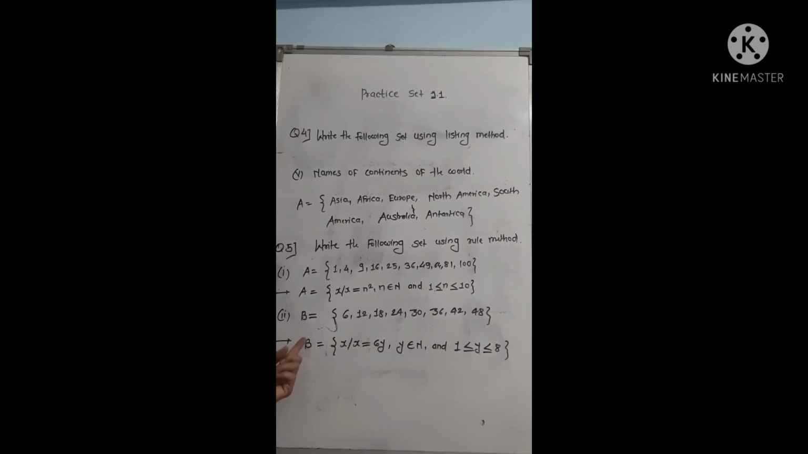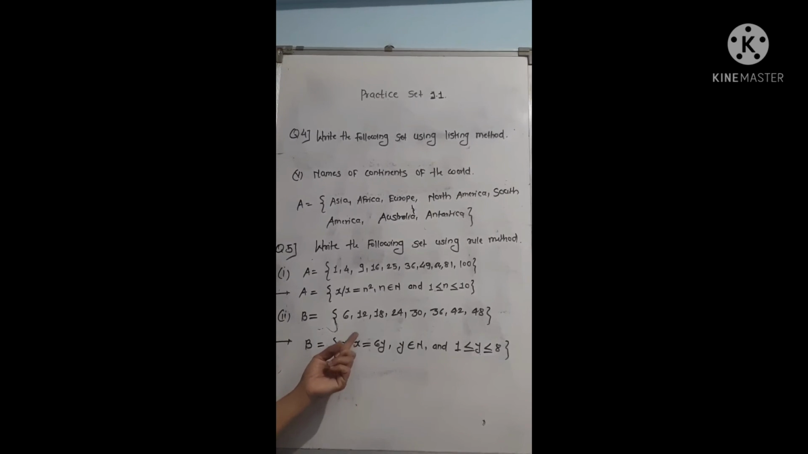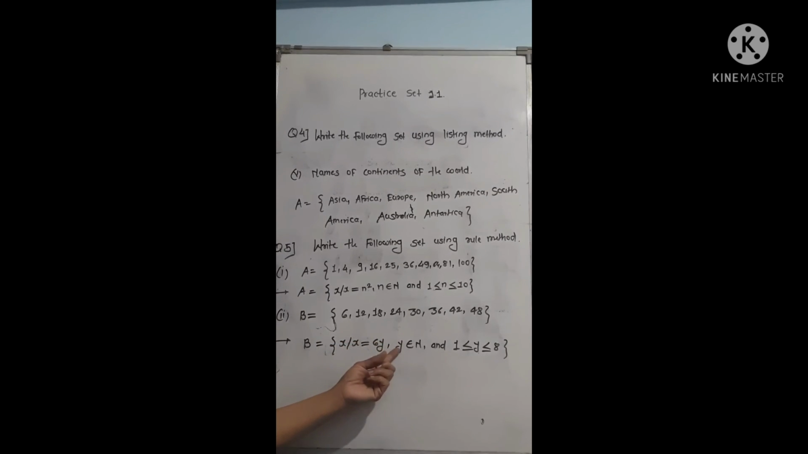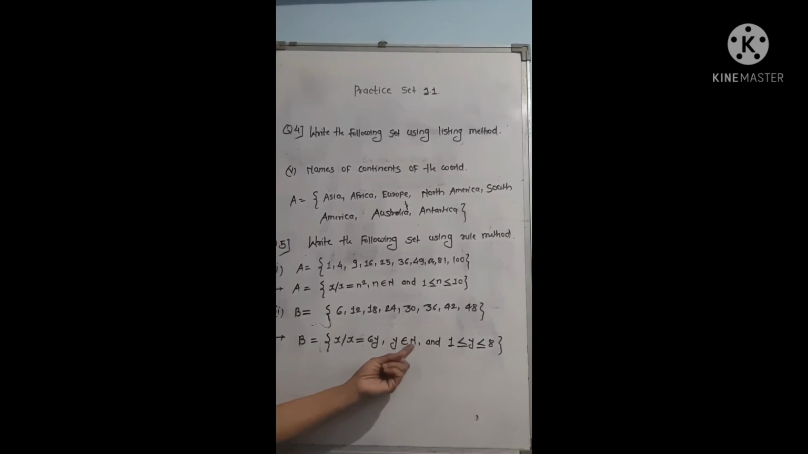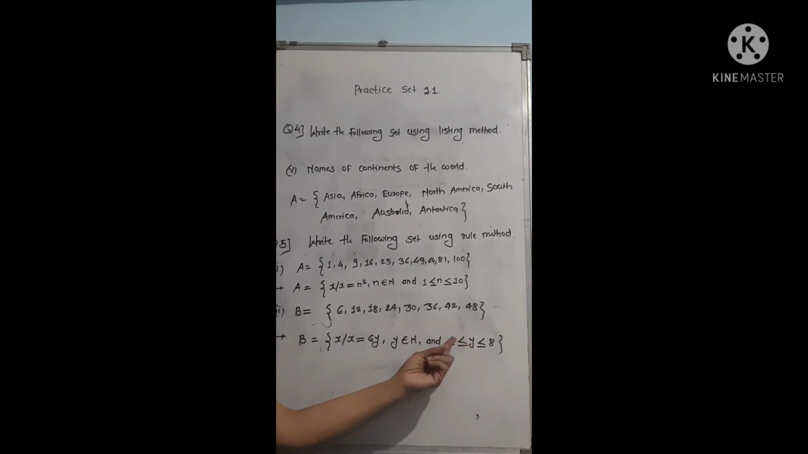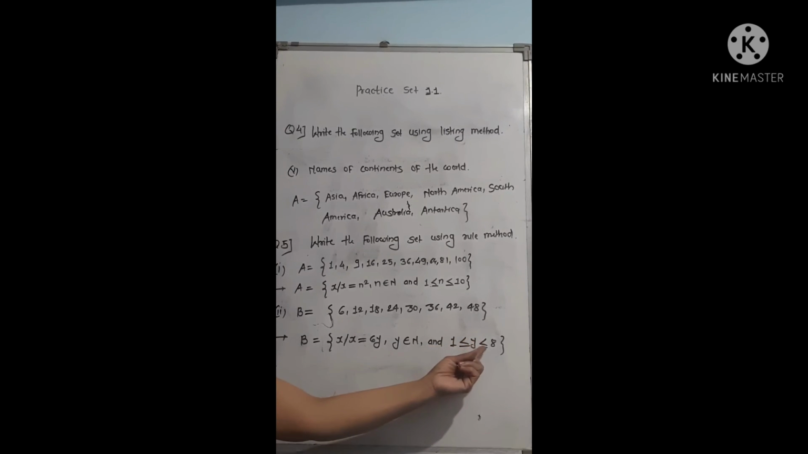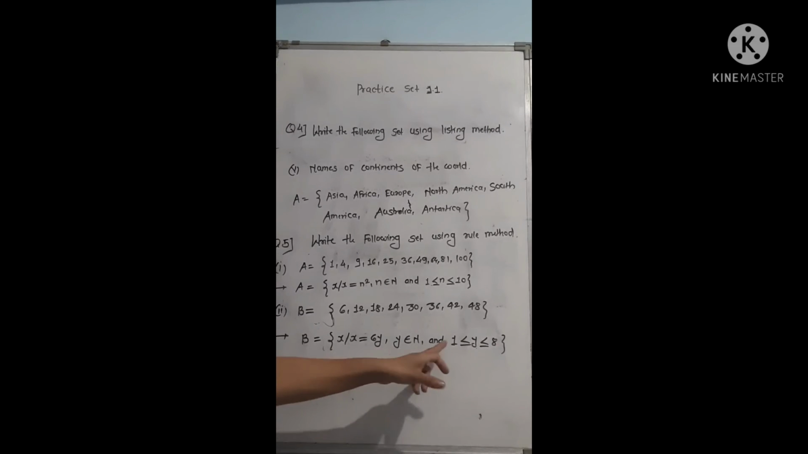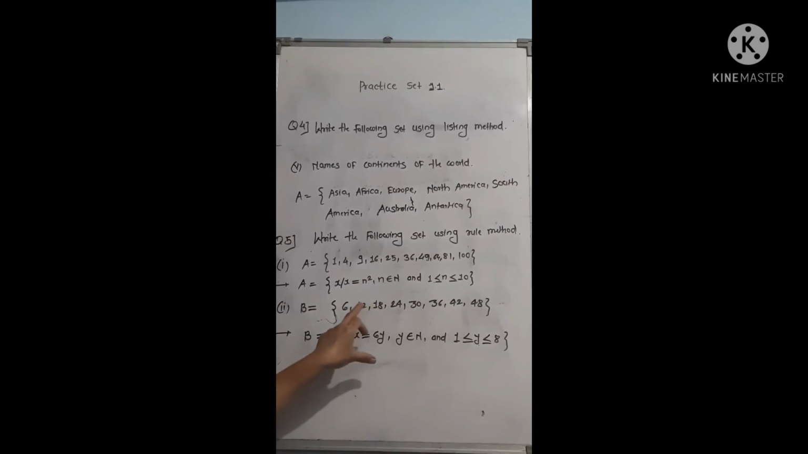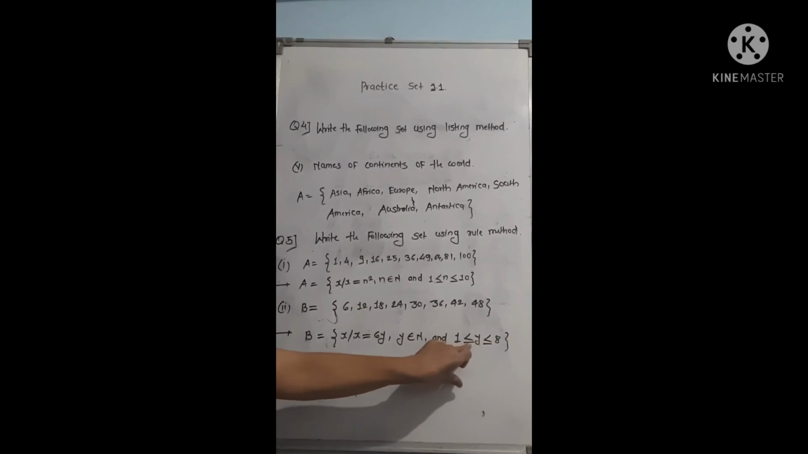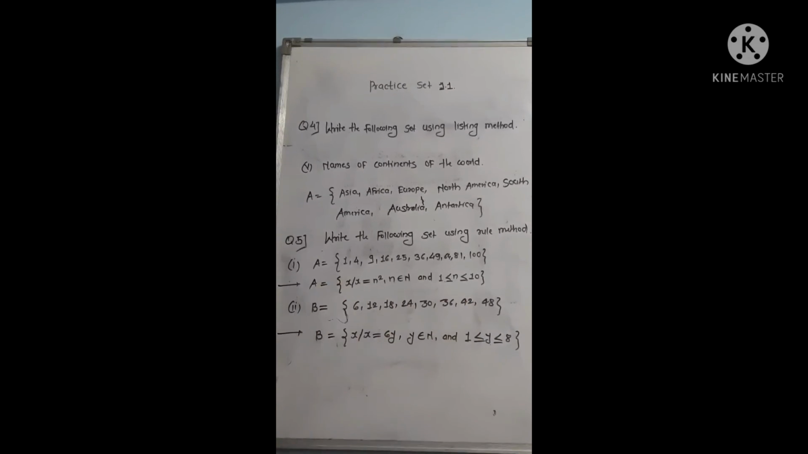So B is a set of x such that x is equal to 6y, but y is an element of set N. N means natural number. And y is greater than or equal to 1 and less than or equal to 8, means 1 to 8. It is a multiple of 1 to 8: 6, 12, 18, 24, 30, 36, 42 and 48.